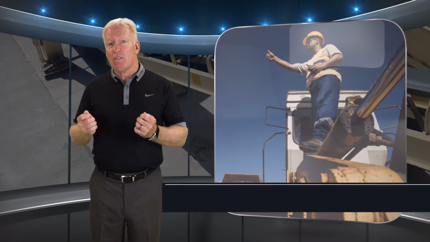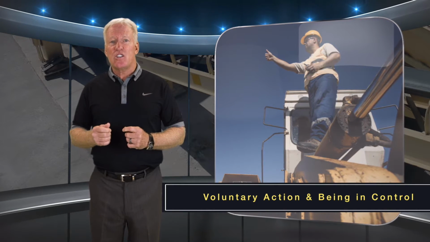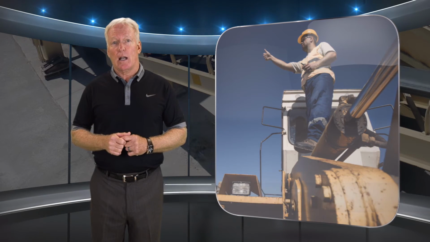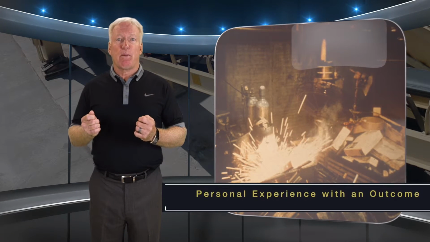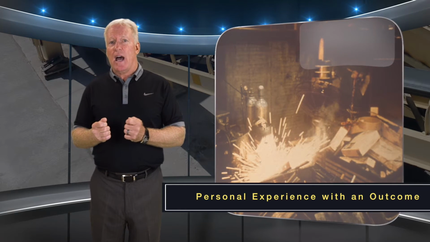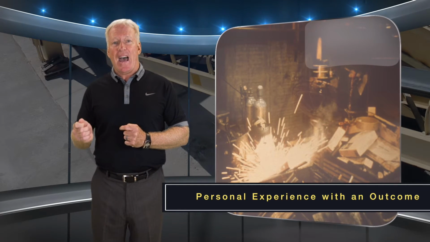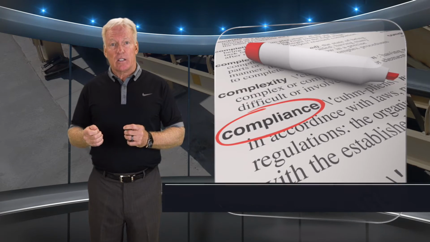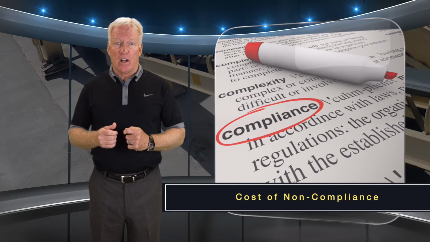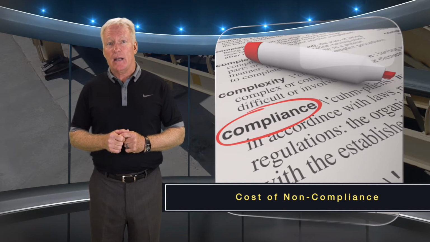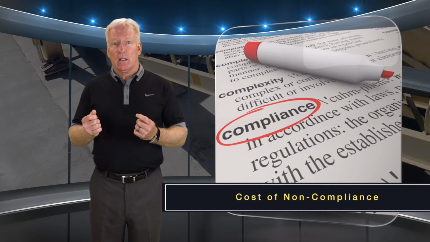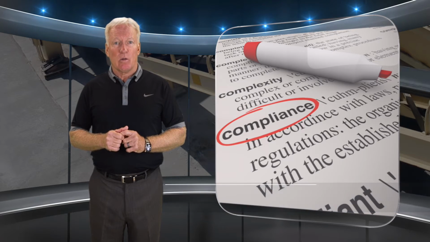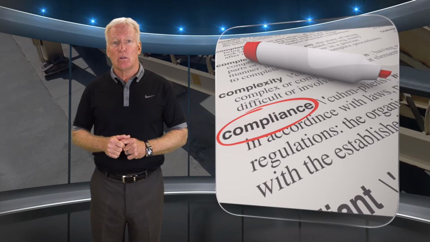Number four, voluntary actions and being in control. This is the view that when I'm in charge and not dependent on others, the risk is a lot lower. Number 5 is personal experience with an outcome. This means not having a personal experience that had a bad outcome can raise the level of risk that we accept. Number 6 is the cost of non-compliance. When there's a high cost or penalty for not complying with the predetermined standard, a person may be more reluctant to take a risk. Or the opposite is also true.